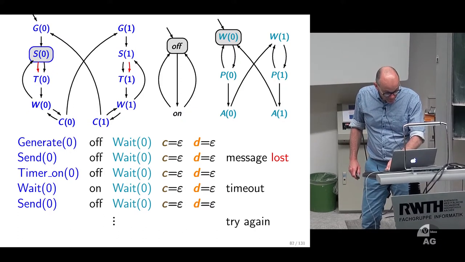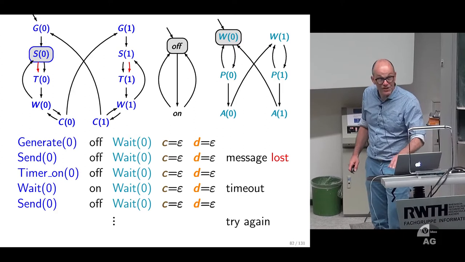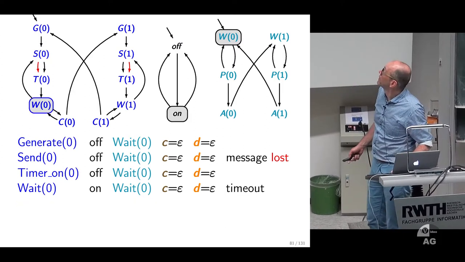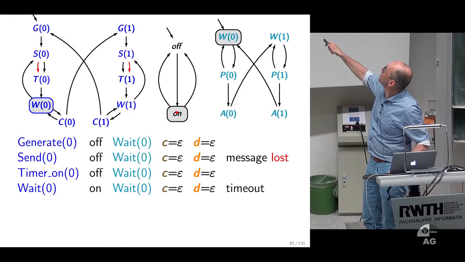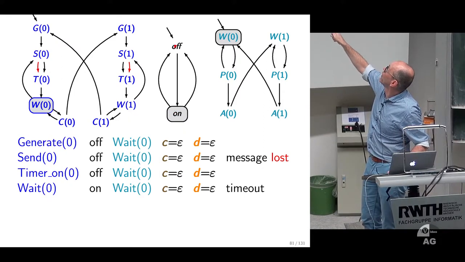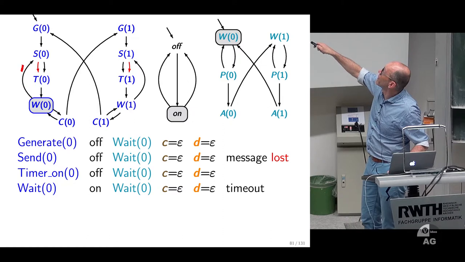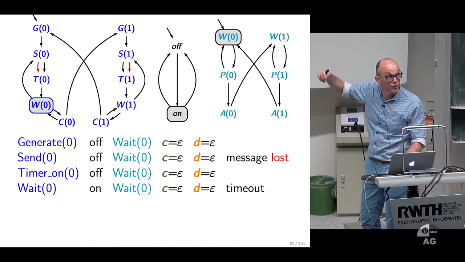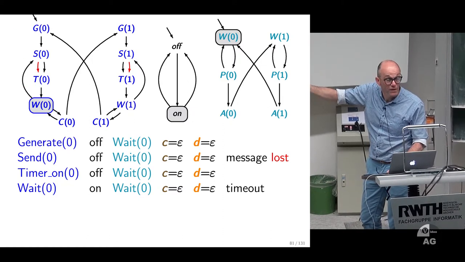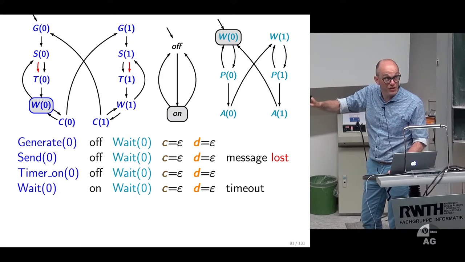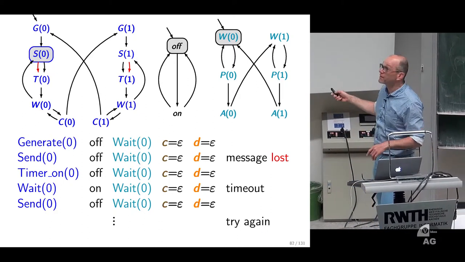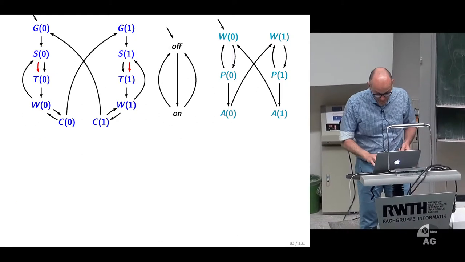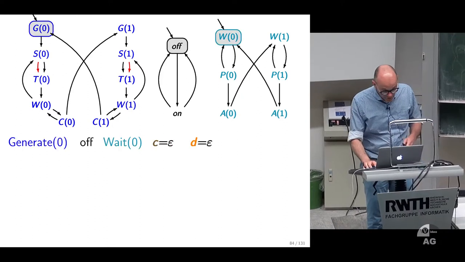What does that mean? It means, again, a synchronous communication between the sender and the timer. The timer does a timeout, so it moves back to the off location, and this one goes back to the S0 location. It tries to do a retransmission. Synchronous communication, channel is 0, capacity, so this evolves simultaneously. That means we're going to try again. So this is the scenario.